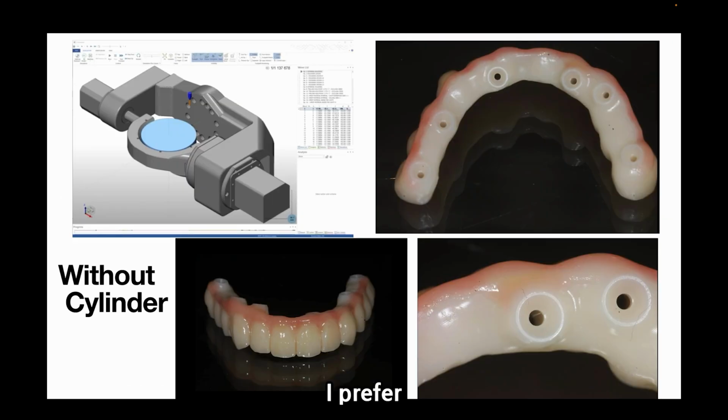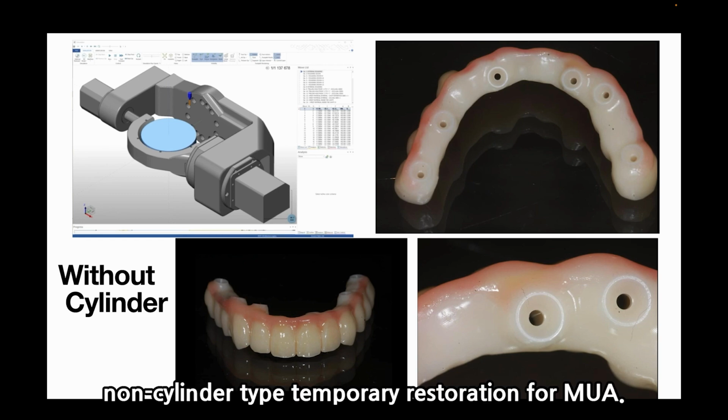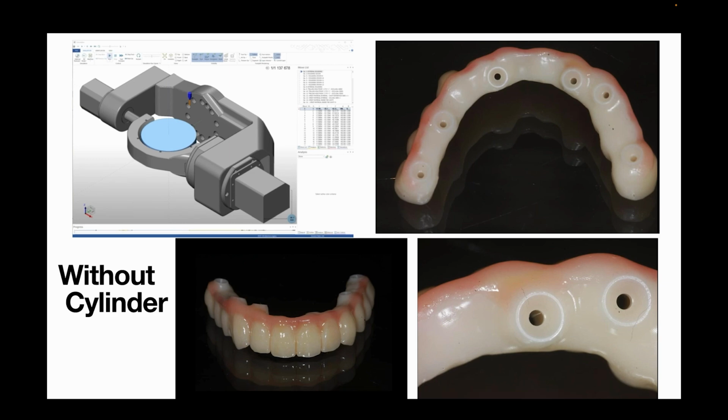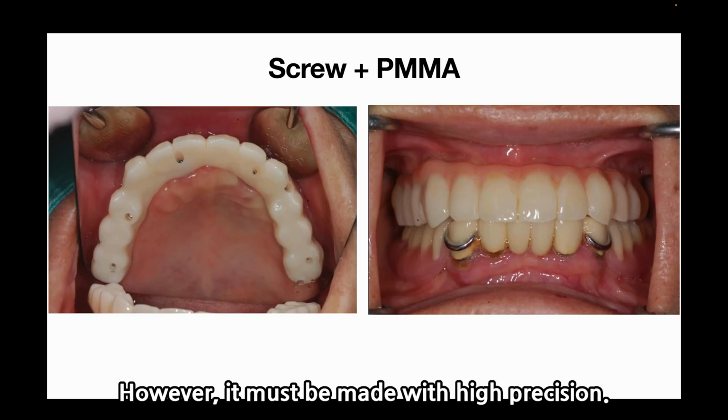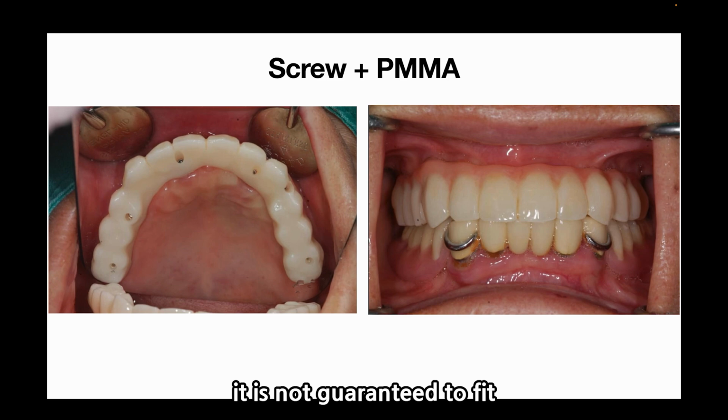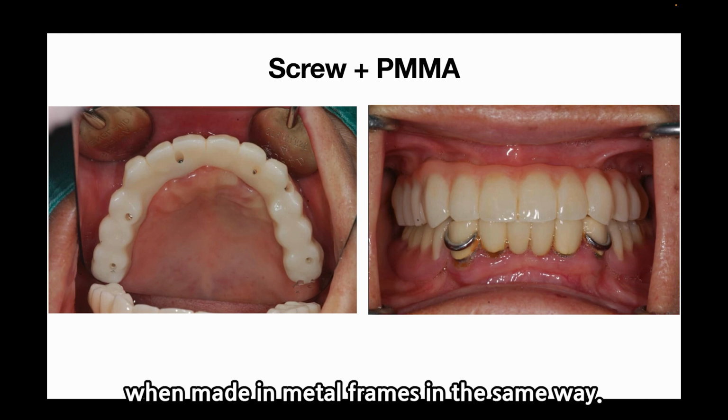I prefer non-cylinder type temporary restoration for MUA. It saves time and it's more convenient because there's no need to use cement. However, it must be made with a high precision. Even if something such as PMMA fits without much difficulty, it is not guaranteed to fit when made in metal frame in the same way.